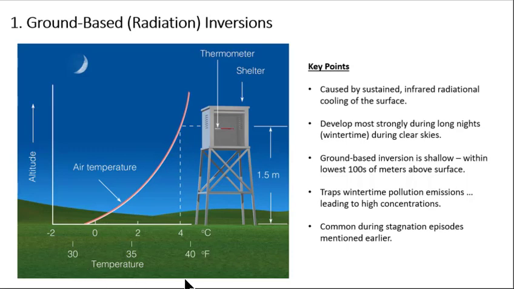The first type of inversion we will present is the ground-based inversion. These typically form and become increasingly strong and persistent during multi-day periods during wintertime clear sky conditions. The stagnation episodes covered earlier, a couple slides back, are very conducive to the formation of these types of inversions. The graphic depicts a sketch of the situation.